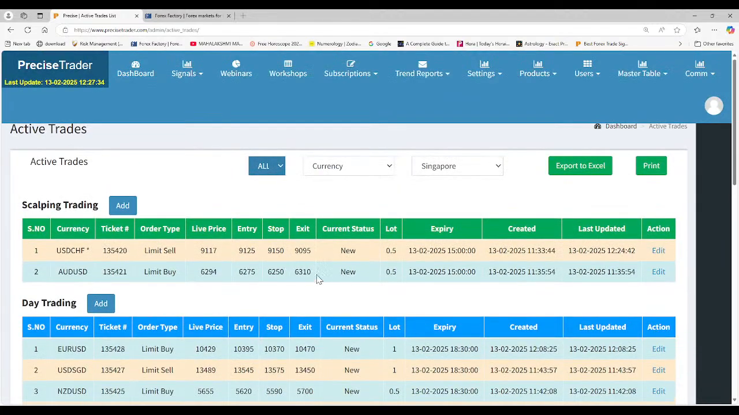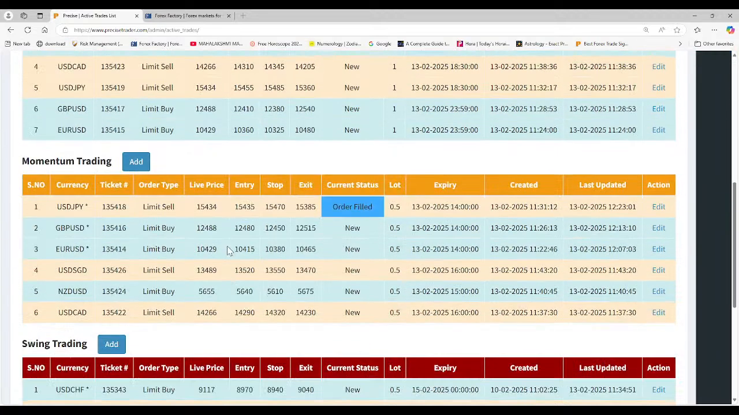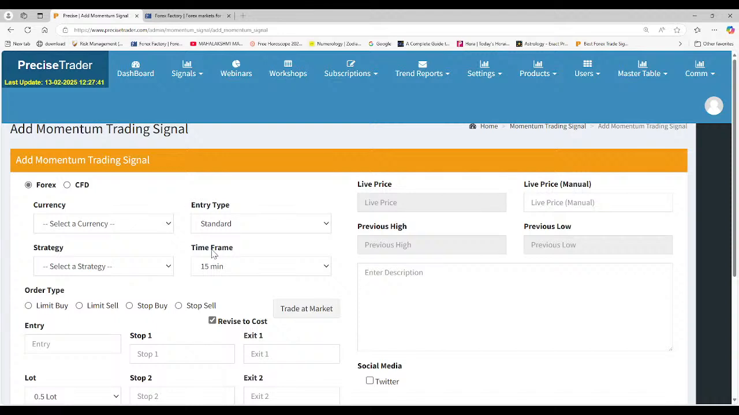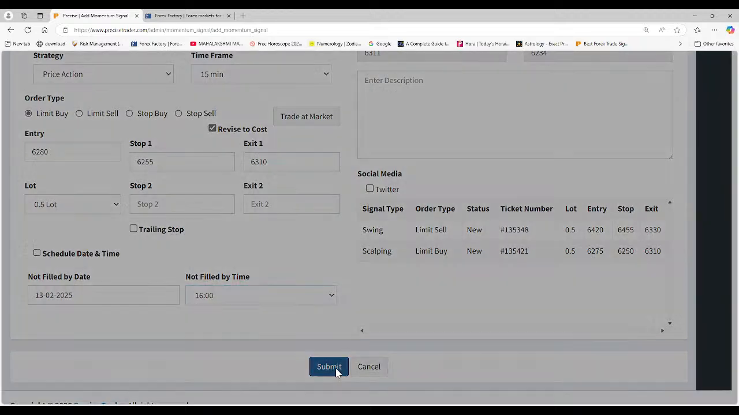Okay, so what we can do is we can put this trade, and we can also go for a momentum trade. Okay, momentum trade, try to buy at 62.80 and 55, 60 was the level. Okay, so we put 55 and 63.10 as our TP, and this is until 3 or 4 o'clock. So we have two entries.